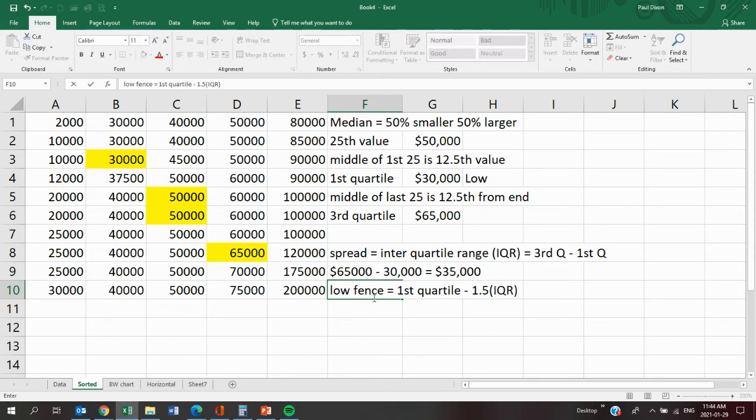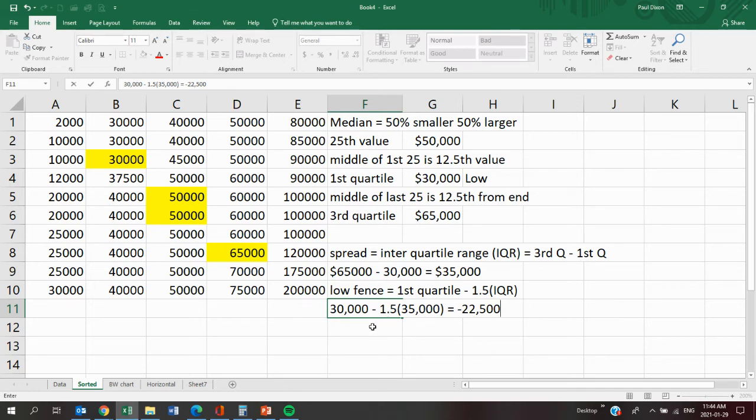Okay. So in this instance, that's going to be taking 30,000 minus 1.5 times 35,000. Some of you may need a calculator to work this out. Back in John Tukey's time, everybody was good at mental arithmetic and could do these sorts of things in their head. And I think this is going to be minus 22,500. Crazy number. It's negative. We couldn't have a negative salary.